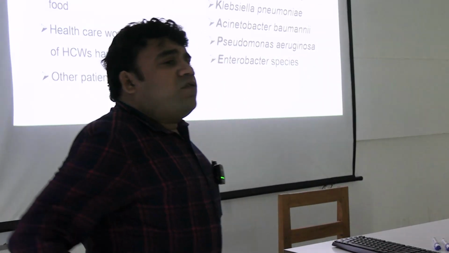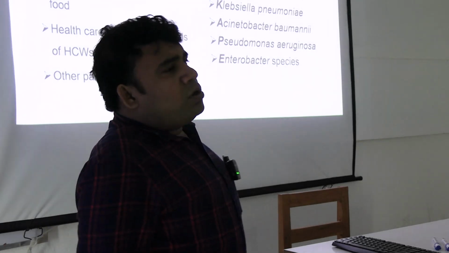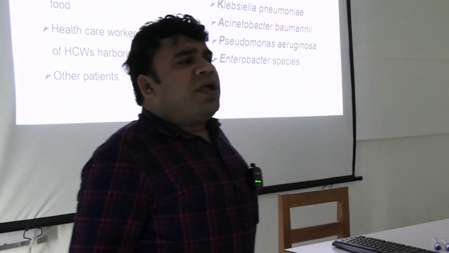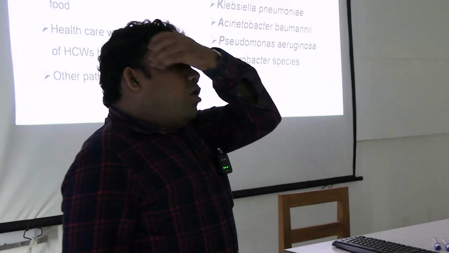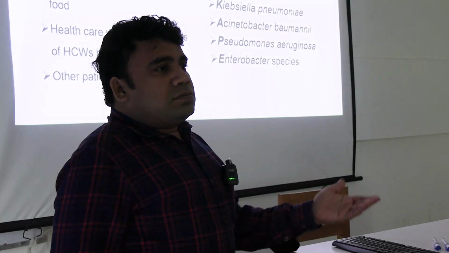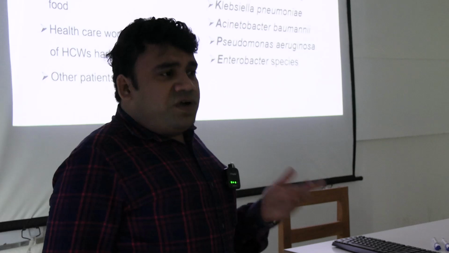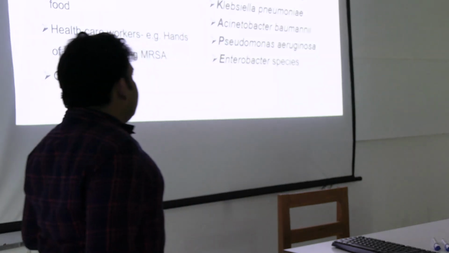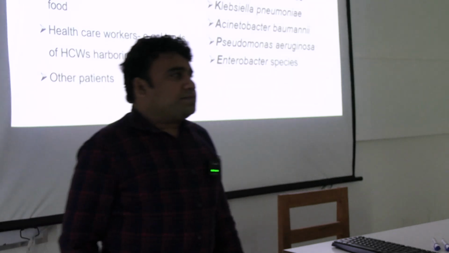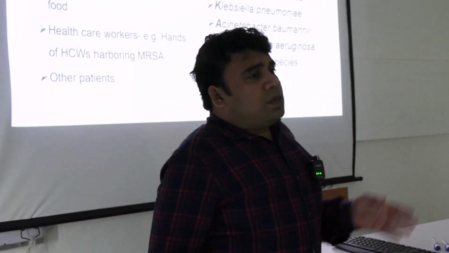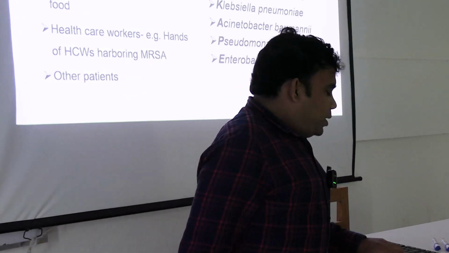Now, what would be the sources of HAIs? Either it will come from the patient's own body, then we call it the endogenous source, or from the environment, we call it the exogenous source. Now, what are the environmental sources? It could be any object that is present in the patient vicinity, even air, unfiltered air may cause many types of infections, or water, and very importantly, the hands of the healthcare workers. If the hands are not clean, organisms will be transmitted from one place to the other.